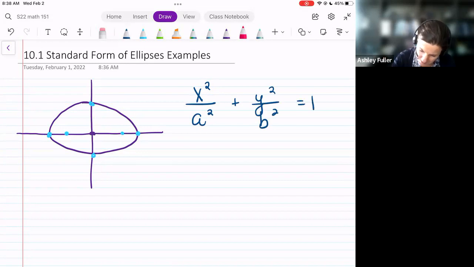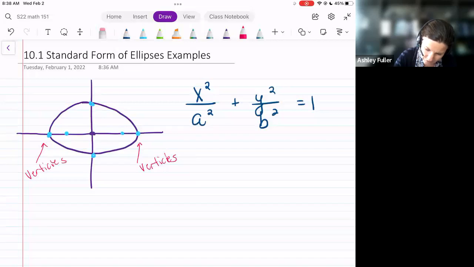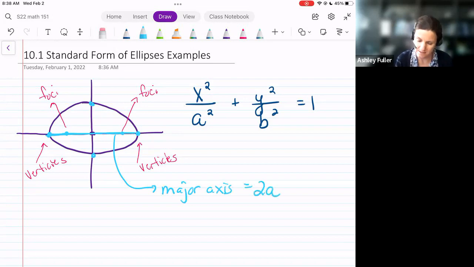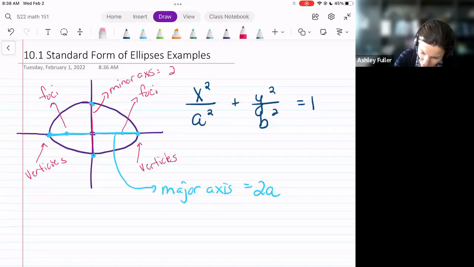In this ellipse, these are called the vertices. And these points are called the foci. Again, we're assuming this is centered at the origin. The long distance between the two vertices is called the major axis, and in this equation above, it's equal to 2a. This distance is called the minor axis, and it's equal to 2b.